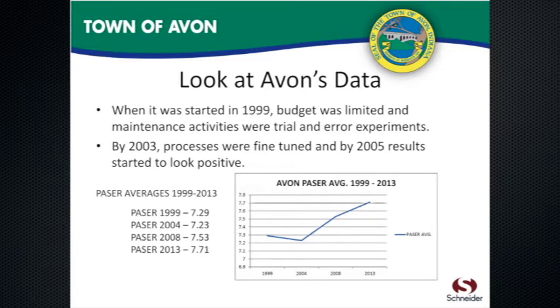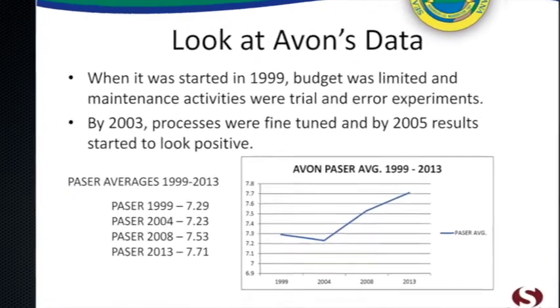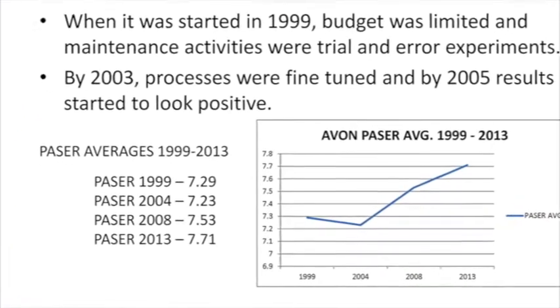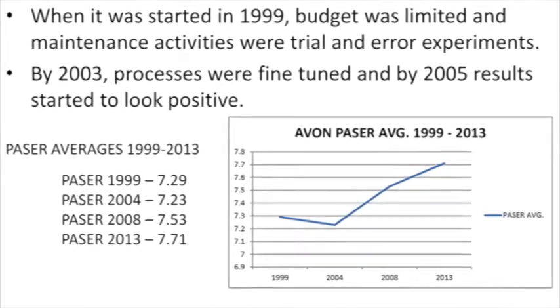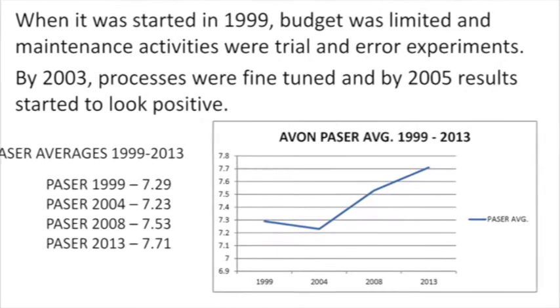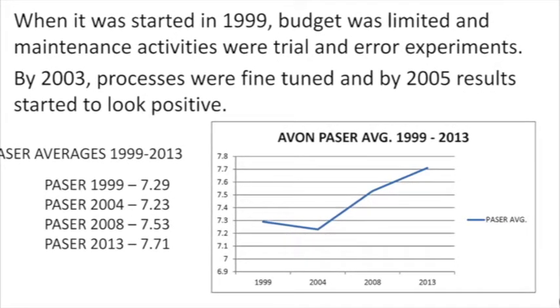Now, when Avon started all their work in 1999, the budget was limited and maintenance activities were trial and error experiments. By 2003, processes were fine-tuned, and by 2005, results started to look pretty positive. Avon's Paiser ratings went from an average town-wide Paiser rating of 7.29 in 1999 to 7.71 in 2013. So over this 14-year period, the town has actually been bucking the trend of the roadways getting worse. The roadways have actually been getting better through this program.